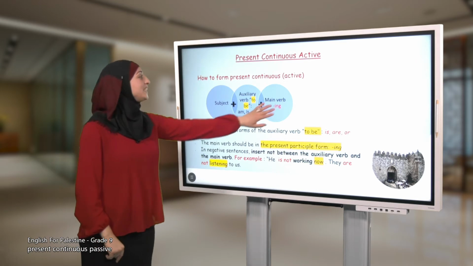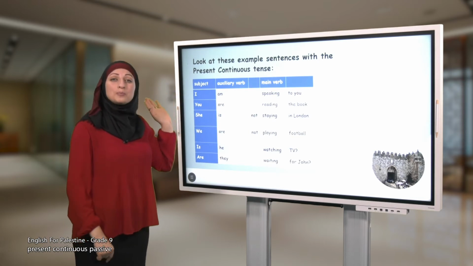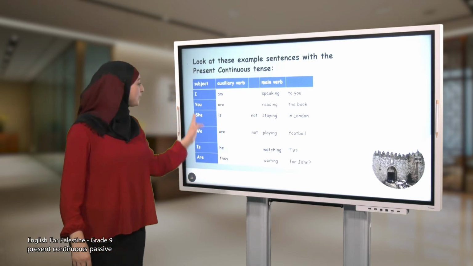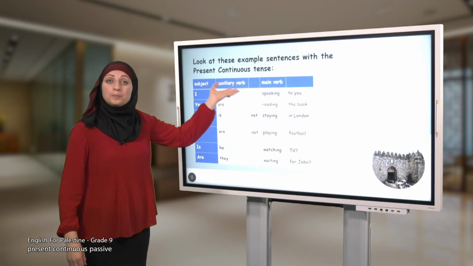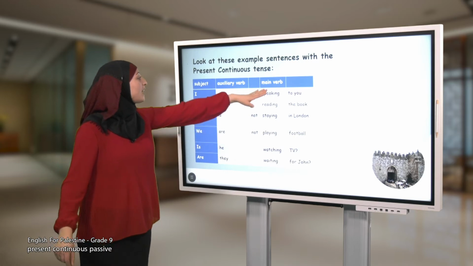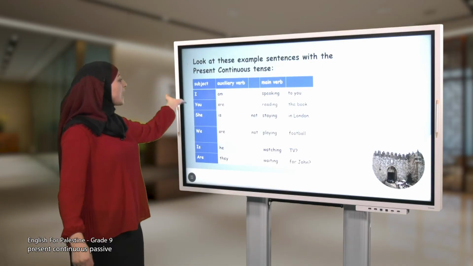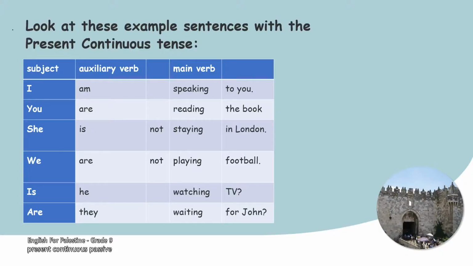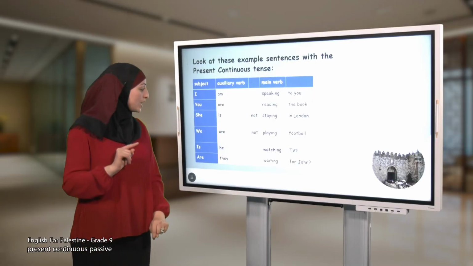Now, let's continue. Here, we have many examples using present continuous active. I have the subject, I have the auxiliary verb, which is the helping verb, and I have the main verb with ing. Let's start. I am speaking to you. You are reading the book. She is not staying in London. I insert not between the auxiliary verb and the main verb.